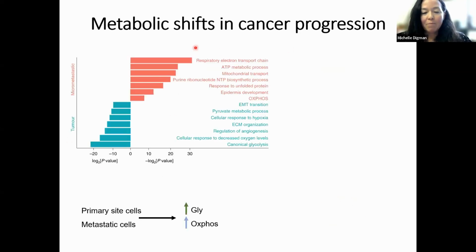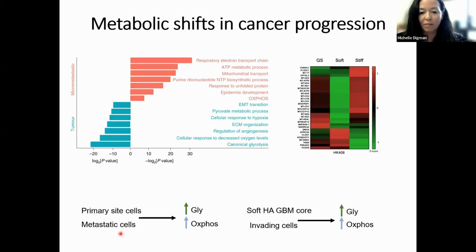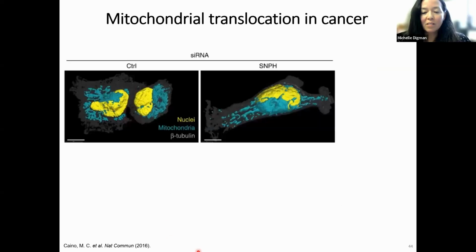So overall, we see a metabolic shift in cancer progression. In the breast tumor cells, at the primary site, they're more glycolytic, and then when they metastasize, they're more OXPHOS. And that correlated in a similar way with glioblastoma cells, where in the tumor site itself they're more glycolytic and invaded cells are more OXPHOS. So this led to a question we had: mitochondria are doing a lot in the cell. Mitochondria are able to switch on and off these kinds of metabolic states.